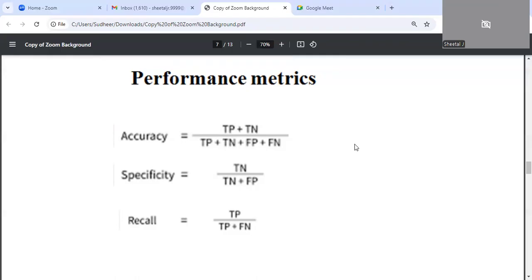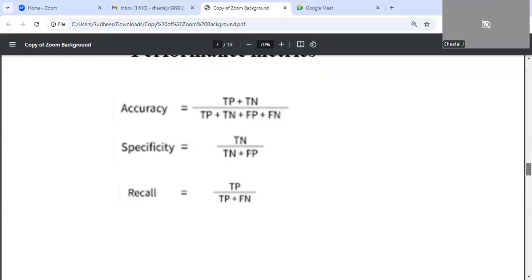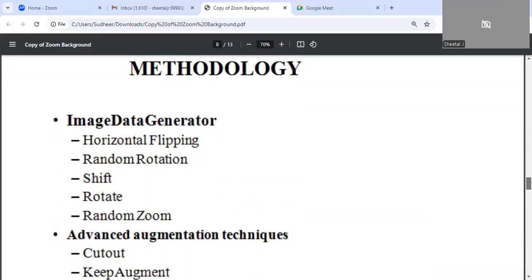And the specificity is measured as TN divided by TN plus FP. Sensitivity is measured as TP divided by TP plus FN. So using these metrics, we are performing the implementation for all the three: segmentation, feature extraction, and classification.